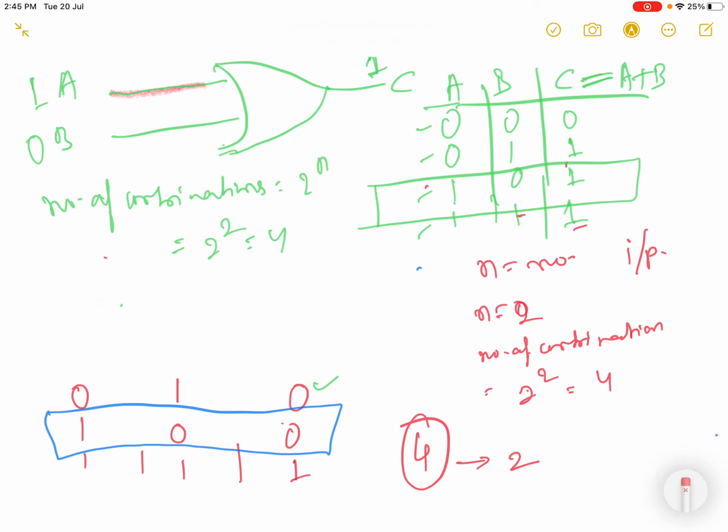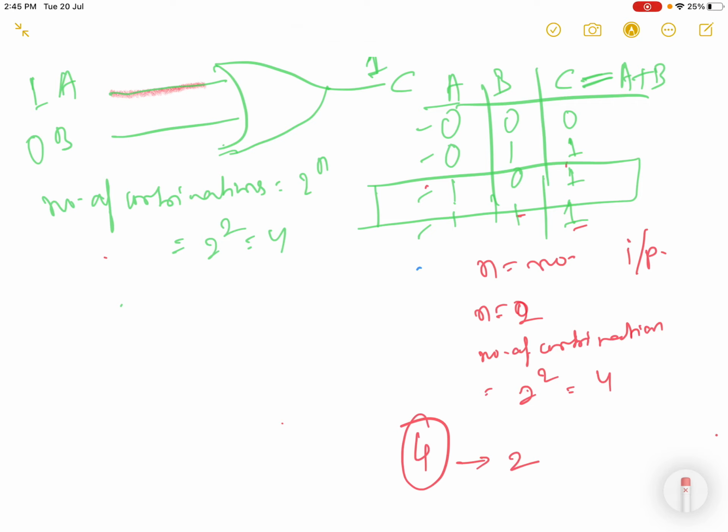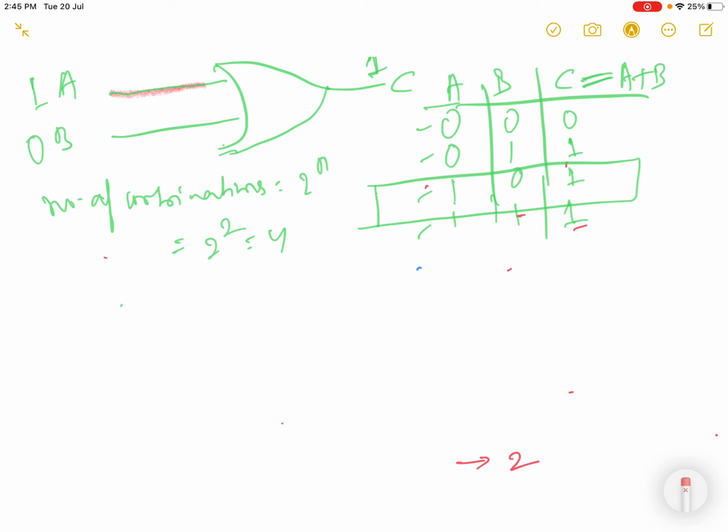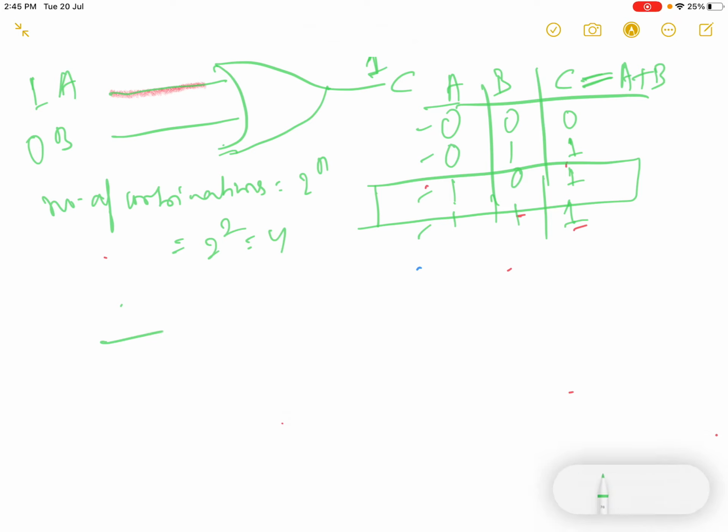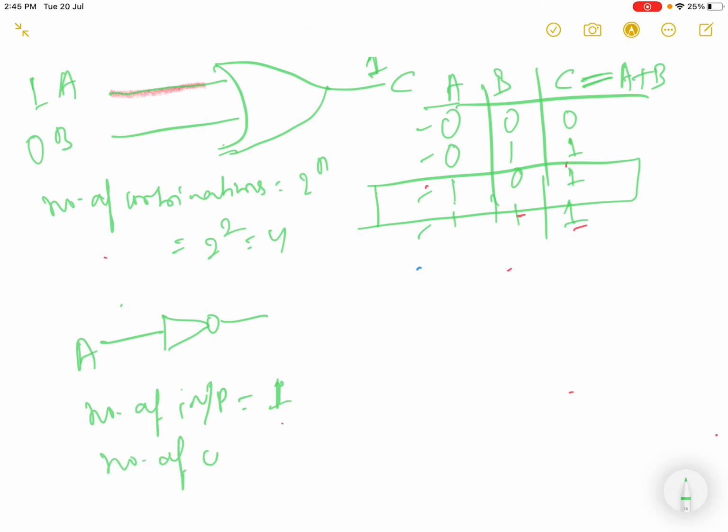Next one is very easy. It is NOT gate. Sometimes this is called as inverter. It has number of input equals to 1, and number of output equals to 1.